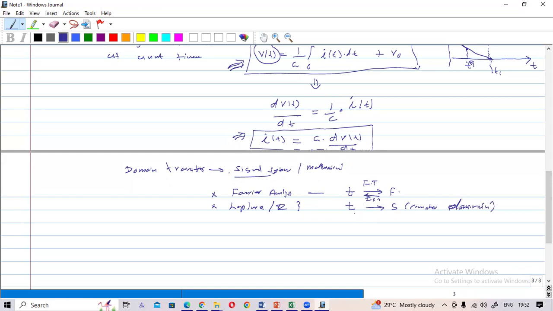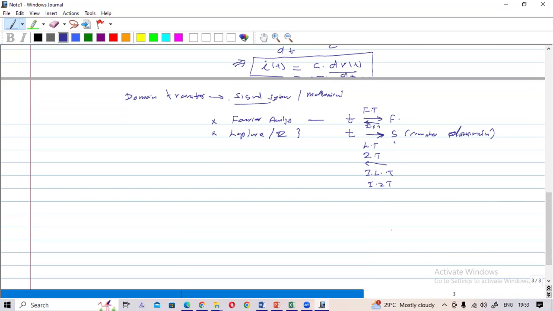So the time domain can be transformed into the complex domain using Laplace transform or Z transform, and in the same way you can do vice versa, complex domain to time domain, using inverse Laplace transform or inverse Z transform. Maybe you have learned the Fourier transform and Laplace transform. If you haven't, don't worry.